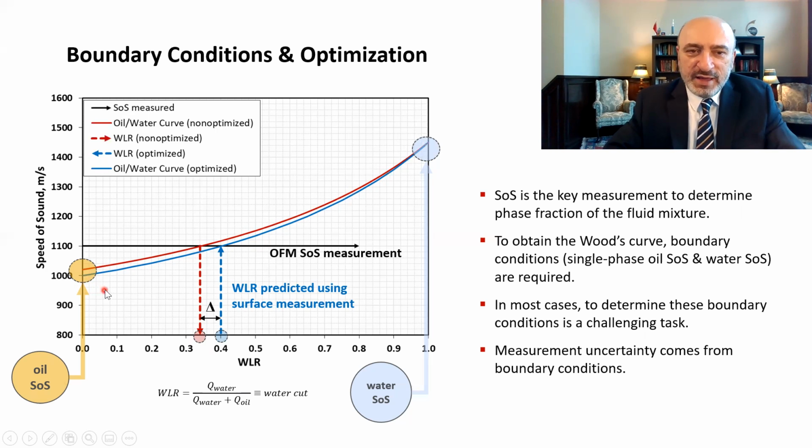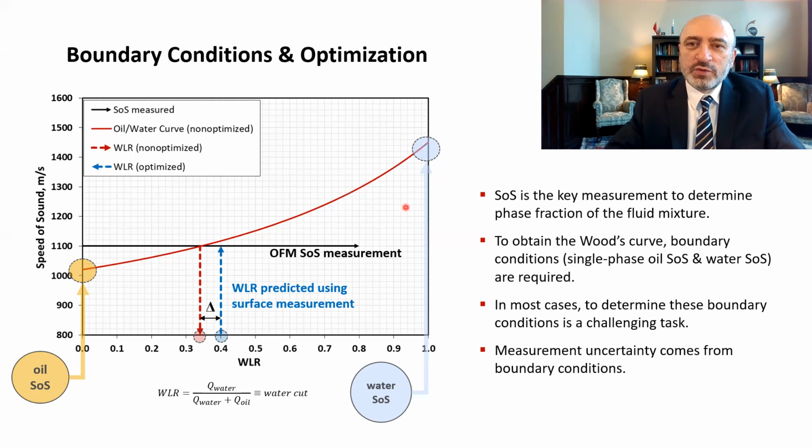Now, note that we have done this process for the oil speed of sound, but we could have done it for the water boundary condition as well. So let's go one step back here. It is also possible to force this curve down by decreasing the water speed of sound. So at some specific water speed of sound, this curve will be passing through the new intersection point. So it is also possible to optimize the water boundary condition as well.